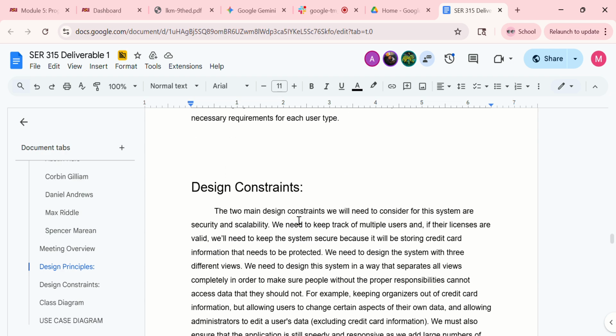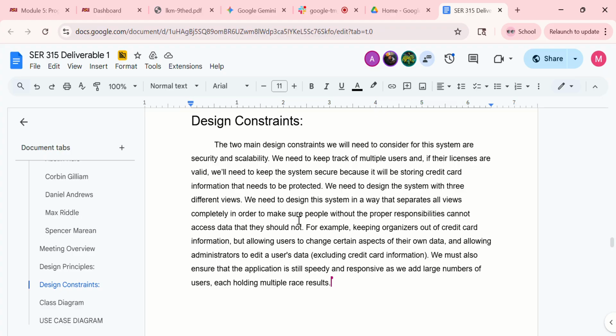So now on to our design constraints. As far as the design constraints, we figured there are two main design constraints we'll need to worry about following for the system, and that's security and scalability. Scalability mainly because we're going to have a lot of users all storing potentially a lot of information depending on how many races they go through. And security is also important because we're going to be holding credit card information for users, and we need to make sure unauthorized users aren't accessing that credit card information.